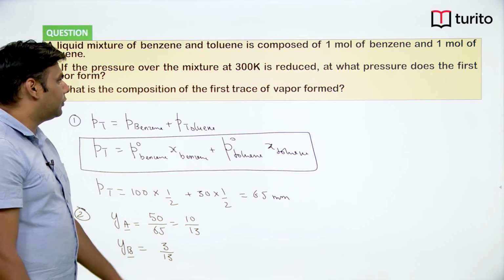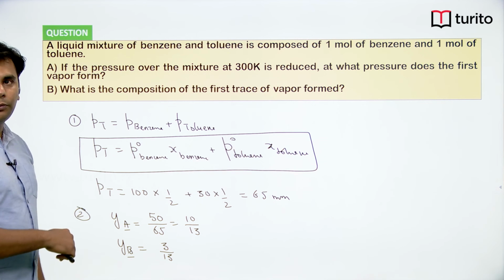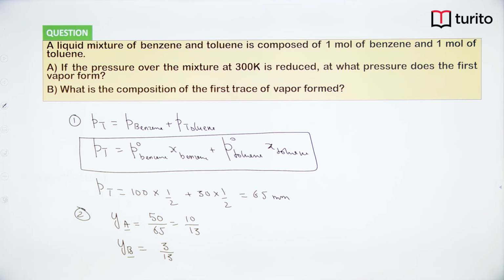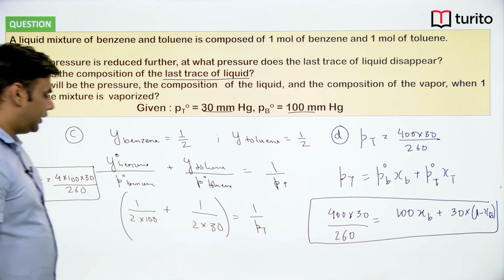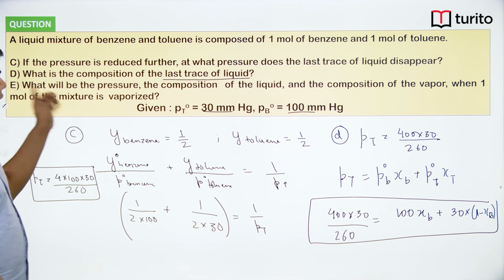So the question was basically we have 1 mole of benzene and 1 mole of toluene. We reduce the pressure. At what pressure does the first vapor form, and what is the composition of that first vapor? At what pressure does the last trace of liquid disappear, and what is the composition of the last trace of the liquid?